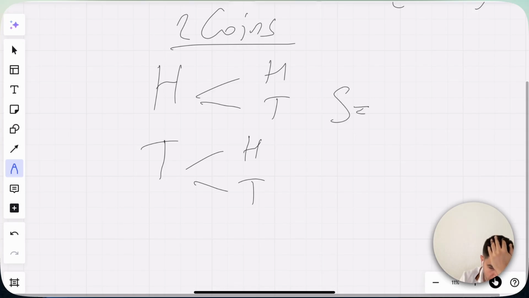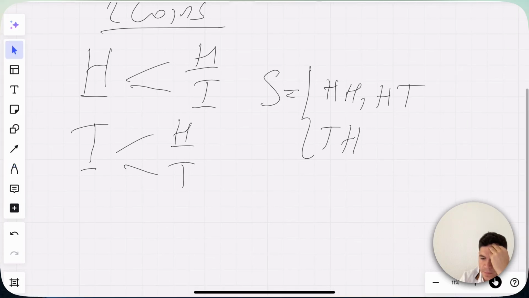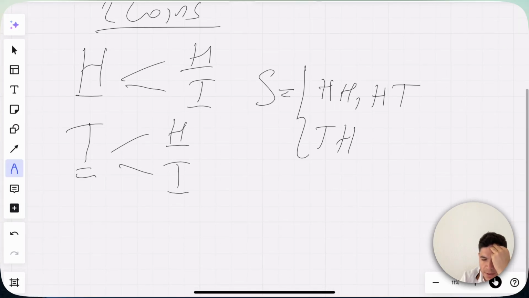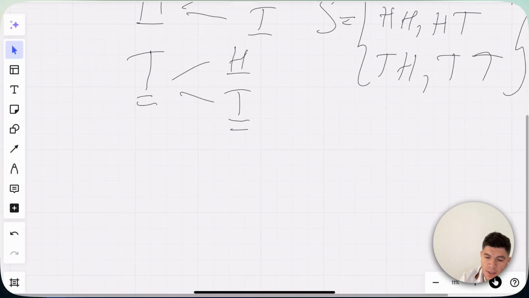Our sample space is: the first outcome, head and head, HH. The second outcome, head and tail, HT. The third outcome, tail and head, TH. And the fourth outcome, tail and tail, TT. So this is the sample space of flipping 2 coins, with 4 different outcomes. Now let's look at the sample space of flipping 3 coins.